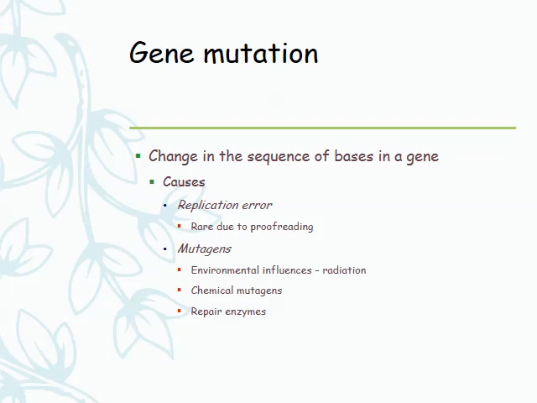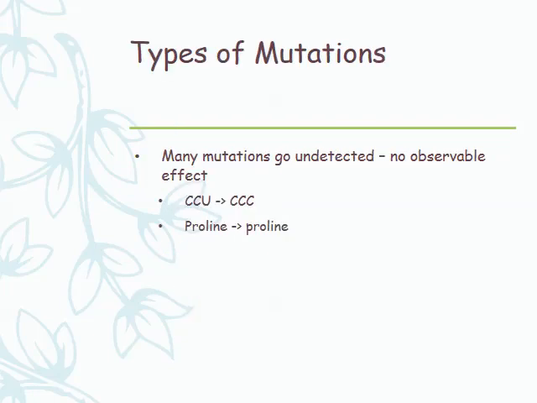Normally, there are repair mechanisms or repair enzymes that correct these changes. However, sometimes the genes coding for these repair enzymes themselves become mutated. Some types of mutations are called silent. They may go undetected and not have any observable effect.